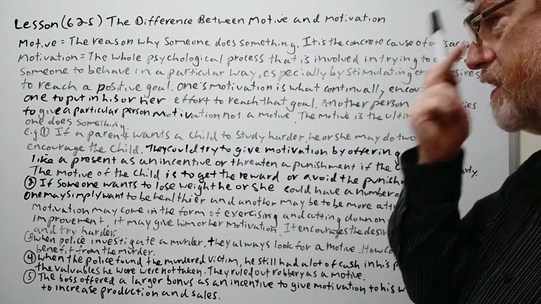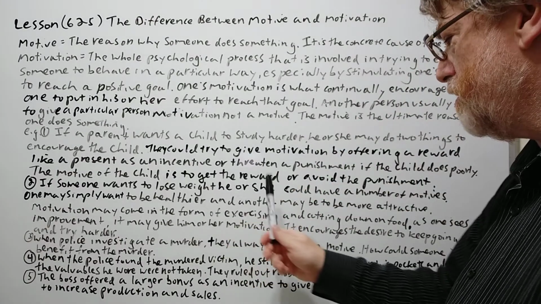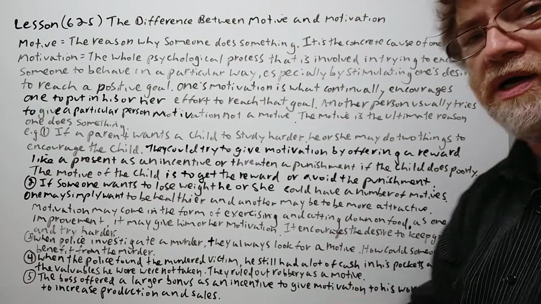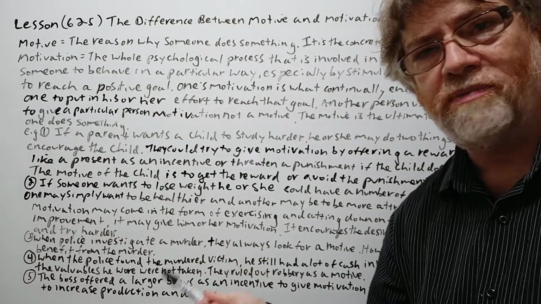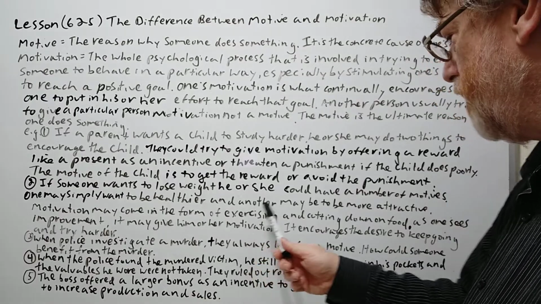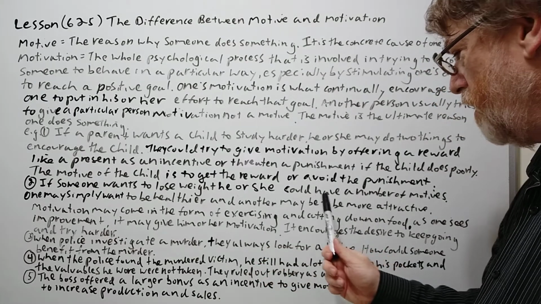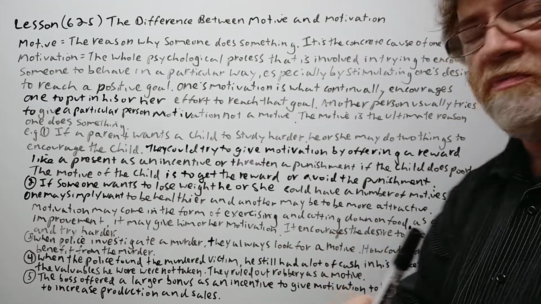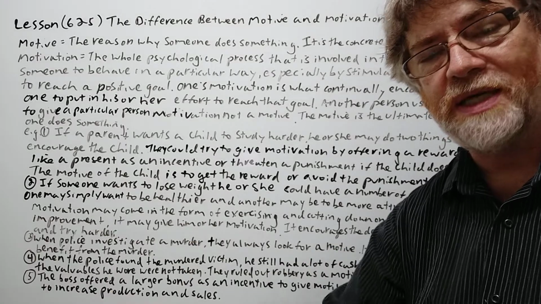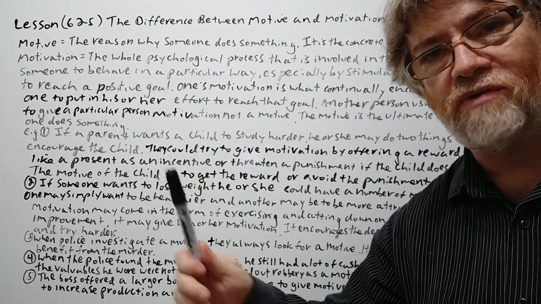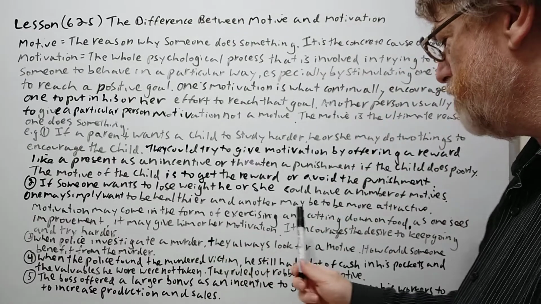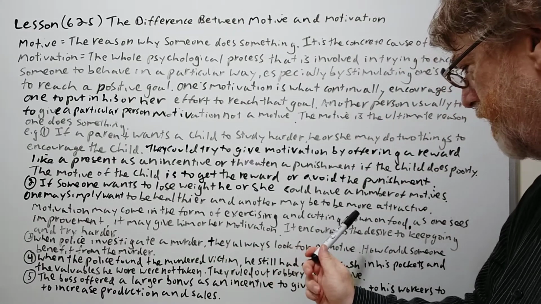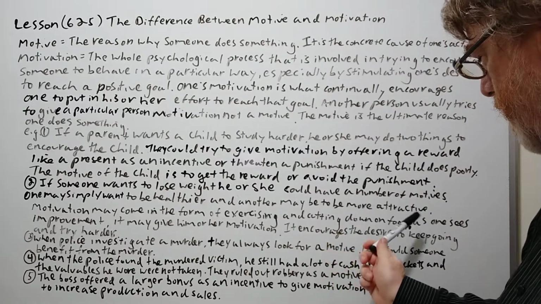Okay, let's continue. Number two, if someone wants to lose weight, he or she may have a number of motives. Okay, one may simply want to be healthier. That could be the final reason they want to do it. Or another may be to be more attractive, maybe to attract somebody of the opposite sex, romantically or something like that. Motivation may come in the form of exercising and cutting down on food.